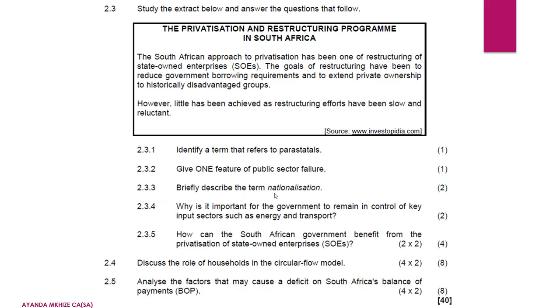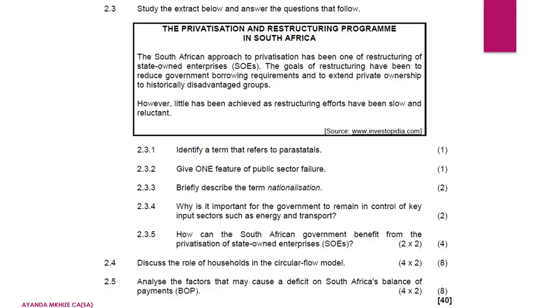2.3.3 Briefly describe the term nationalization. So I want you to understand what nationalization is. Nationalization, in economic terms, is the process by which government takes control of a private business or industry, becoming its owner, often with or without compensation to the previous owner. This means shifting ownership and control from private hands to public, right?